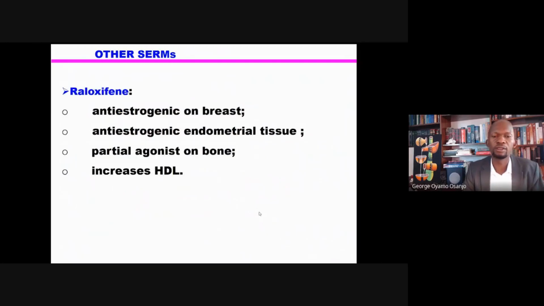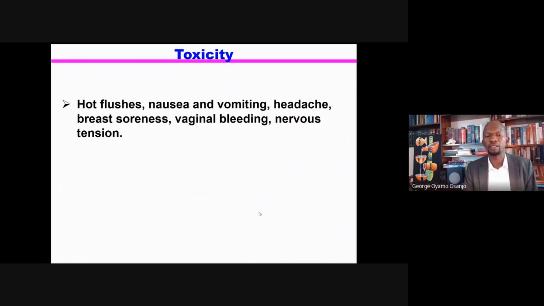Raloxifene, on the other hand, has anti-estrogenic effects on breast, just like tamoxifen. However, it has anti-estrogenic effects on the endometrium, whereas you saw that tamoxifen has estrogenic effect on the endometrium. It has a partial agonist effect on the bone, and it will increase serum HDL, which is a positive effect. Like tamoxifen, some of its adverse effects are related to its anti-estrogenic actions: hot flashes, nausea and vomiting, headache, breast soreness, vaginal bleeding, and nervous tension.